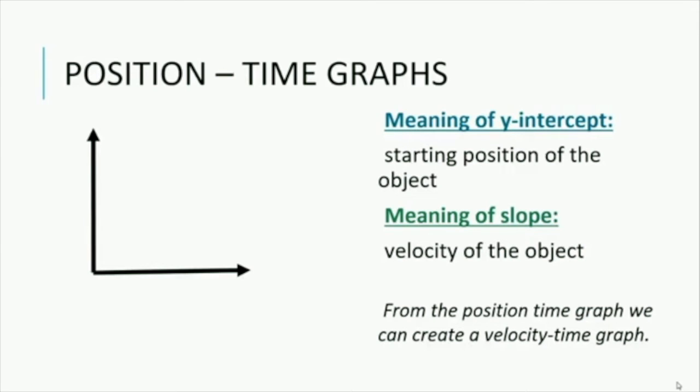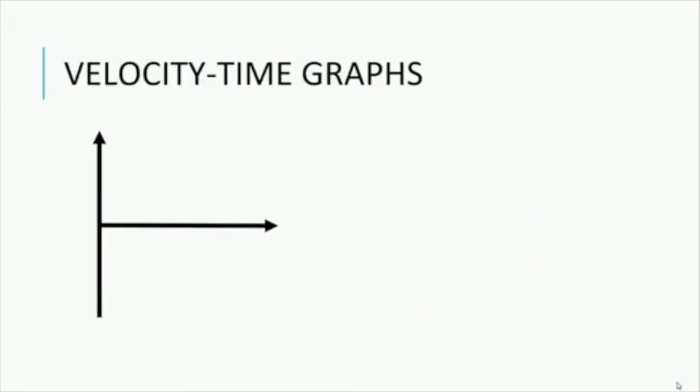On the flip side, a small change in position over a big change in time is going to mean a small slope and a tiny velocity. It's important to note that by finding out the slope of a position versus time graph, we can actually use that information to construct a velocity versus time graph.